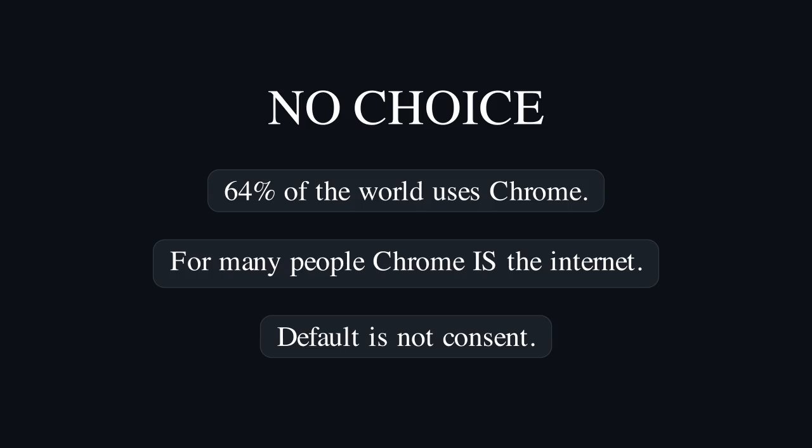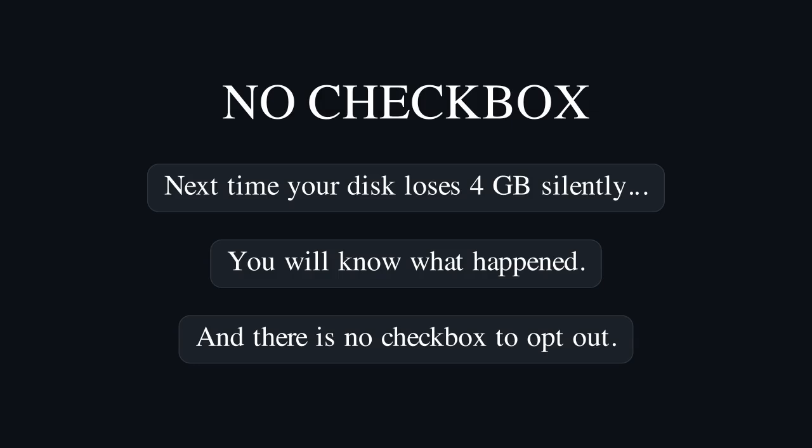For many people, Chrome is the internet, and Google knows that, so they made their software installation the default and their consent process a 50-page legal document nobody reads. That is not choice, that is obligation. Next time Chrome updates and your disk mysteriously loses 4 GB, you will know what happened. You didn't install an update. You received a deployed AI model on someone else's decision, someone else's timeline, someone else's terms, and there is no checkbox to opt out.